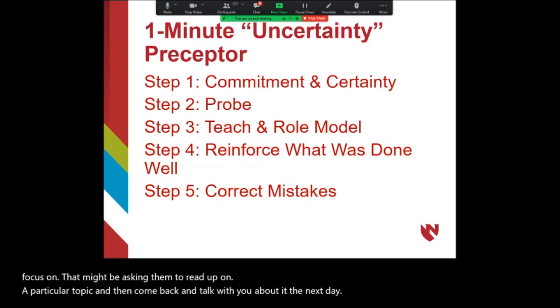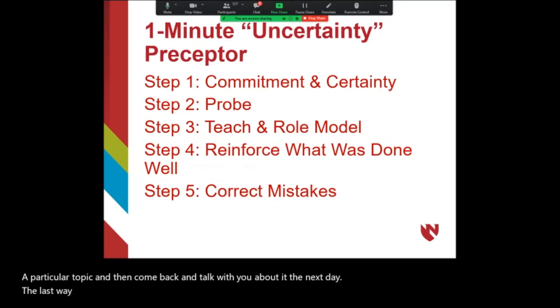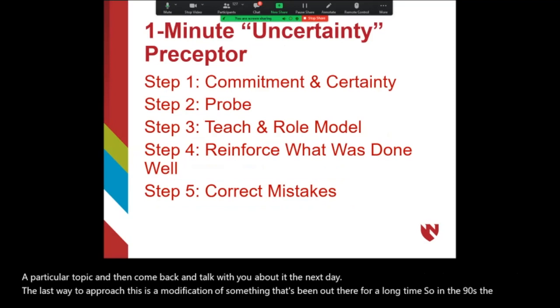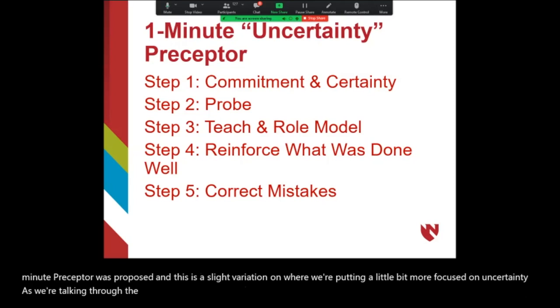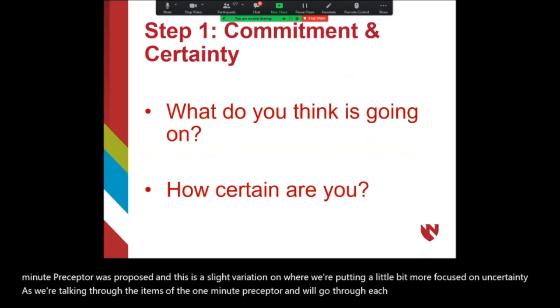The last way to approach this is a modification of something that's been out there for a long time. So in the 90s, the 1 minute preceptor was proposed. And this is a slight variation on that, where we're putting a little bit more focus on uncertainty as we're talking through the items of the 1 minute preceptor. And we'll go through each of these really quickly here.